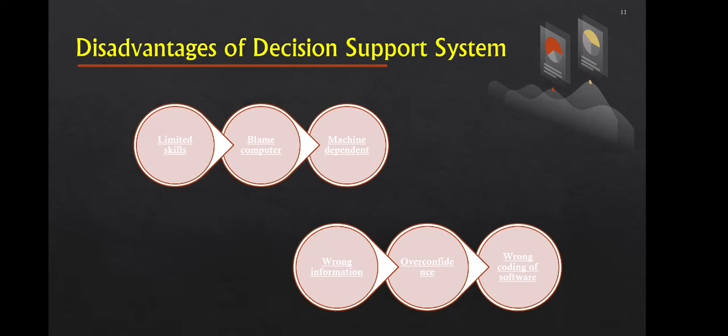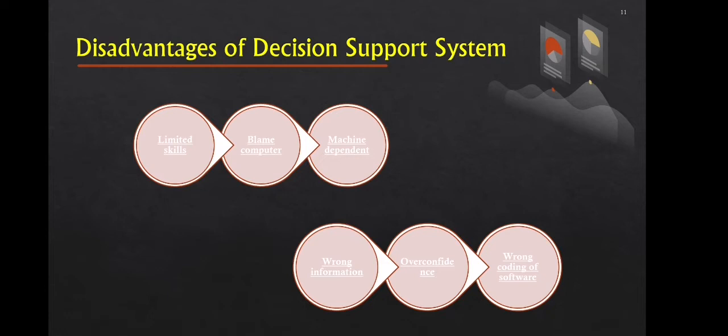The next disadvantage is wrong information. If the computer system is given a wrong data input, then the result will also be not correct. The computer does not know if the data is right or wrong.